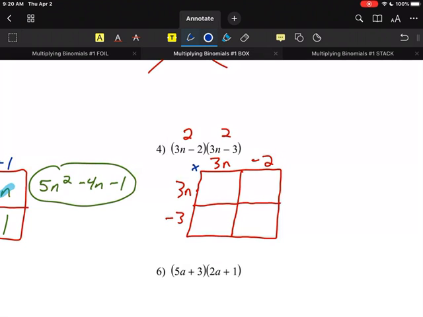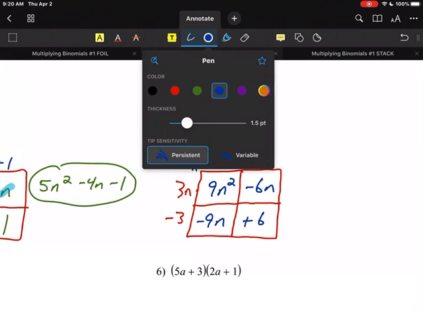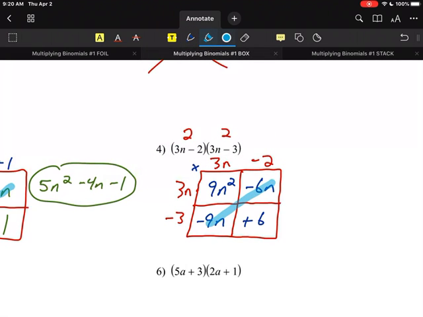So 3n, multiplying, right? 3n times 3n is 9n squared, okay? Remember, when you multiply variables, they get exponents. 3n times negative 2 is negative 6n. 3n times negative 3 is negative 9n. And then negative 3 times negative 2 is plus 6, okay? So then all you do is combine the like terms. So 9n squared, you have negative 9n minus 6n, negative 15n, and then the plus 6 at the back.